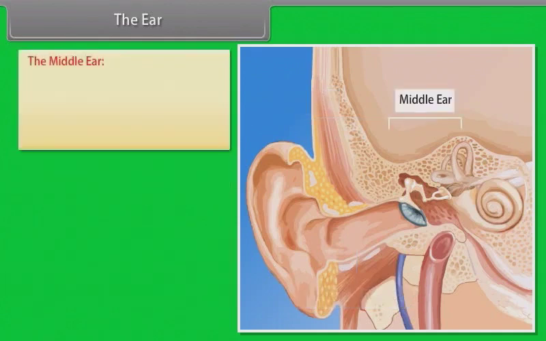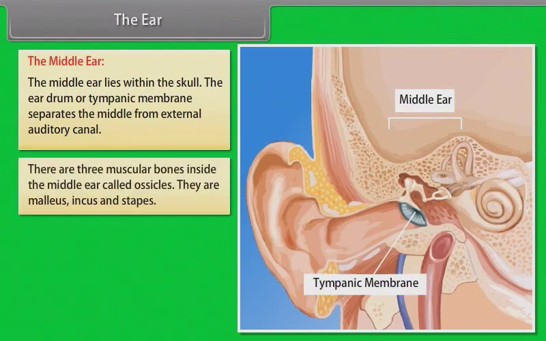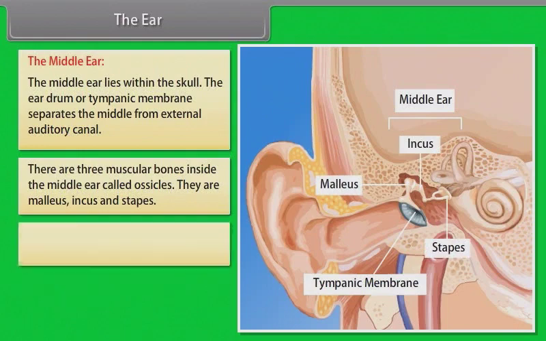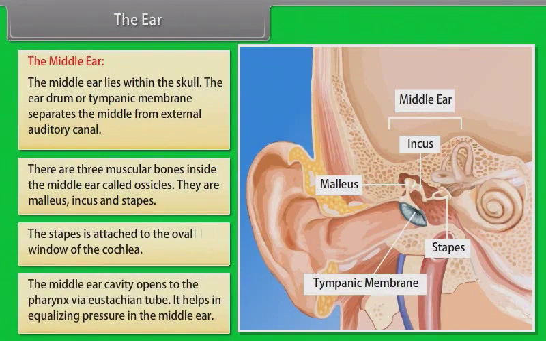The middle ear. The middle ear lies within the skull. The eardrum, or tympanic membrane, separates the middle ear from the external auditory canal. There are three tiny bones inside the middle ear called ossicles. They are the malleus, incus, and stapes. The stapes is attached to the oval window of the cochlea. The middle ear cavity opens to the pharynx via the eustachian tube. It helps in equalizing pressure in the middle ear.